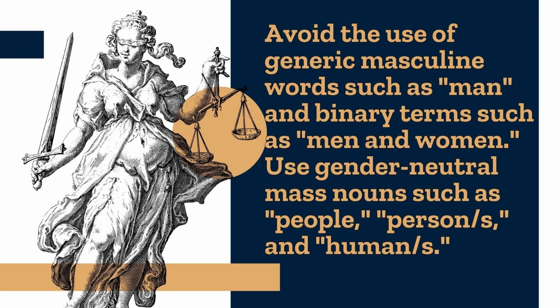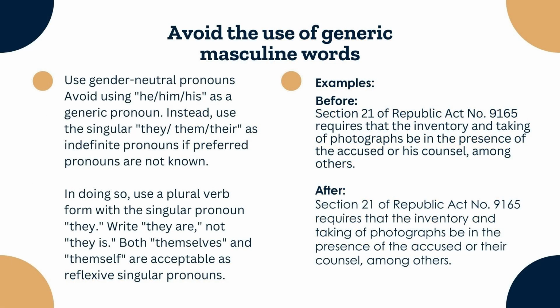Nouns: avoid the use of generic masculine words such as "man," and binary terms such as "men and women." Use gender-neutral mass nouns such as people, persons, and humans. Use gender-neutral pronouns. Avoid using he, him, his as a generic pronoun. Instead, use the singular they, them, their as indefinite pronouns if preferred pronouns are not known.